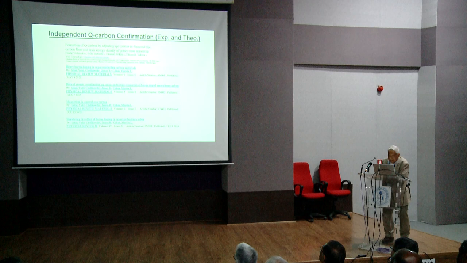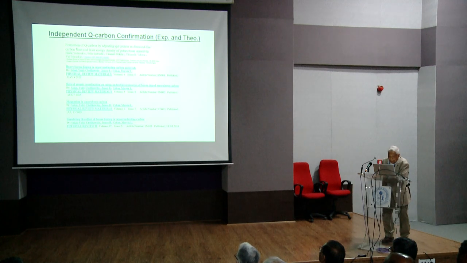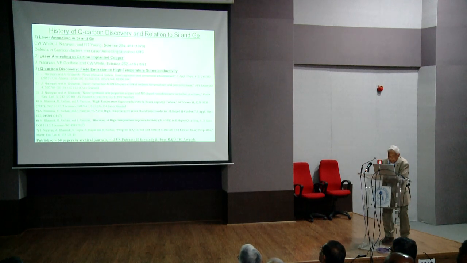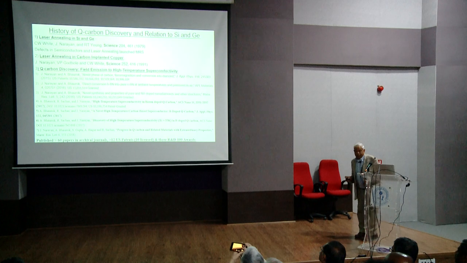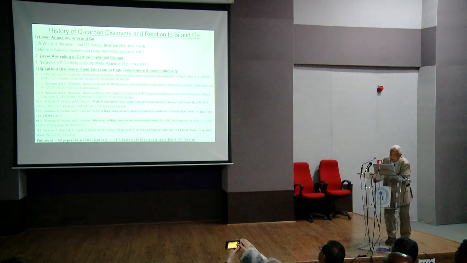This is about the detailed theoretical and experimental confirmation of these discoveries from Japan all the way to Berkeley, Professor Cohen, and UT Texas, Jim Chelikowsky. Now, a little bit about a history of Q-carbon discovery related to silicon and germanium. We published this paper in 79 in Science, and that was the laser annealing of silicon and germanium. We can do laser annealing, that means fast melting and quenching, but we could not do that for carbon.